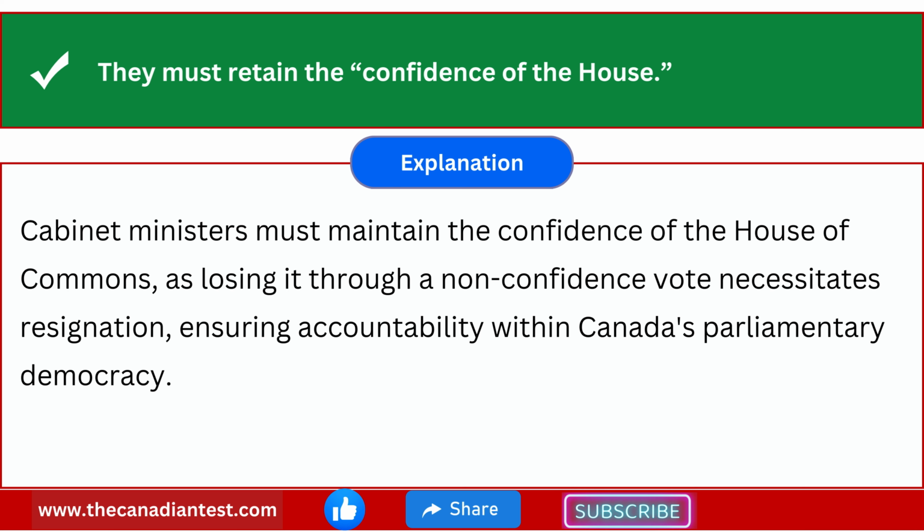The correct answer is they must retain the confidence of the House. Explanation: cabinet ministers must maintain the confidence of the House of Commons, as losing it through a non-confidence vote necessitates resignation, ensuring accountability within Canada's parliamentary democracy.